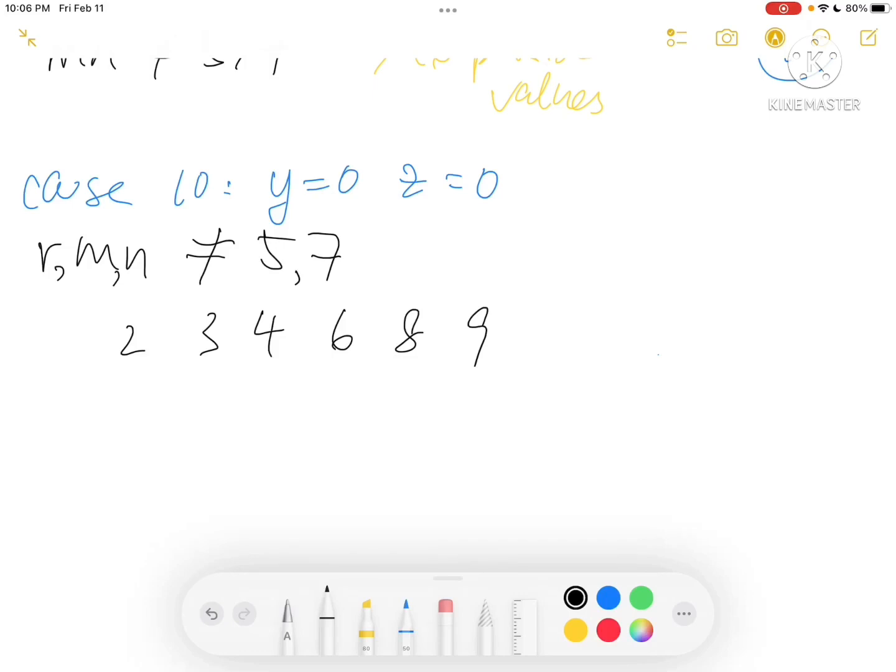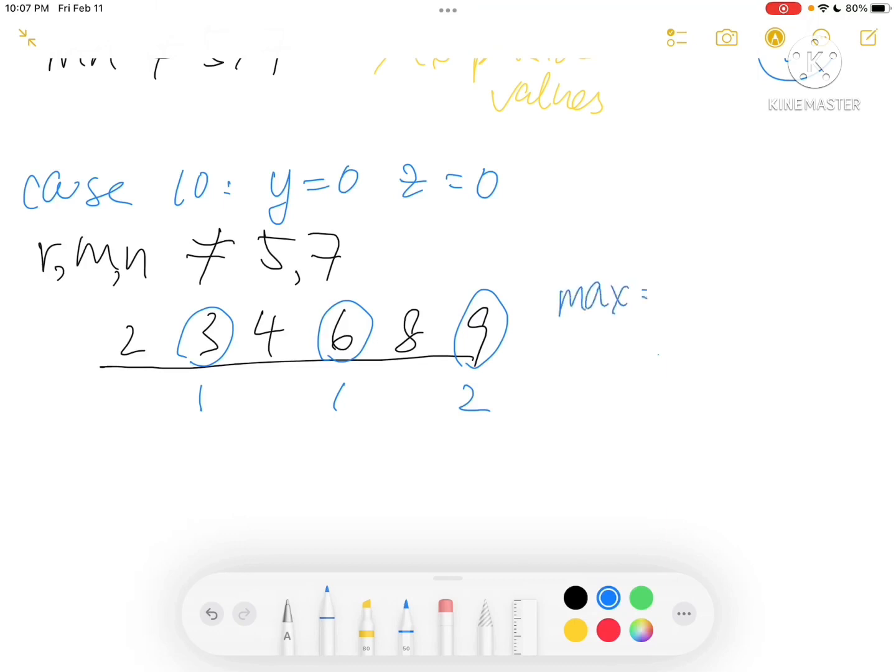Okay, so moving to our last case, when y is equal to 0 and z is equal to 0, we know that r, m, and n cannot be equal to 5 or 7. So each of them will be a value in this set. Now we'll continue to use prime factors to analyze the total number of combinations we can have. For simplicity, let's just pick 3. Over here, there's one factor of 3, one factor of 3, and there are 2 factors of 3. So at most, there can be 6 factors of 3, which is also 3 to the 6, and the minimum is 0.